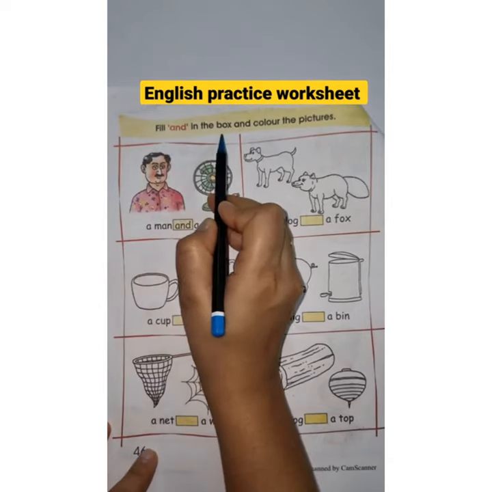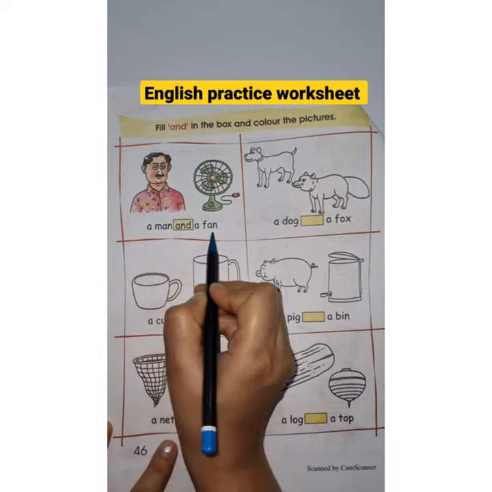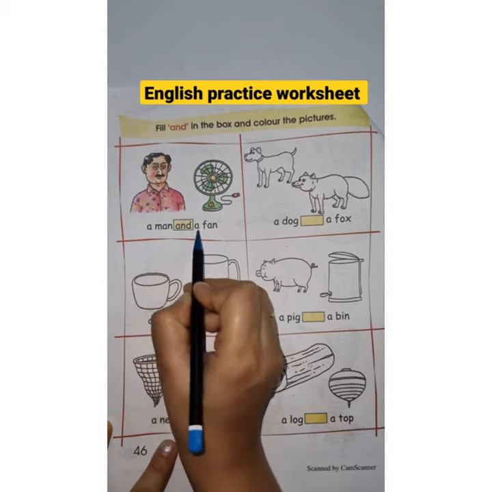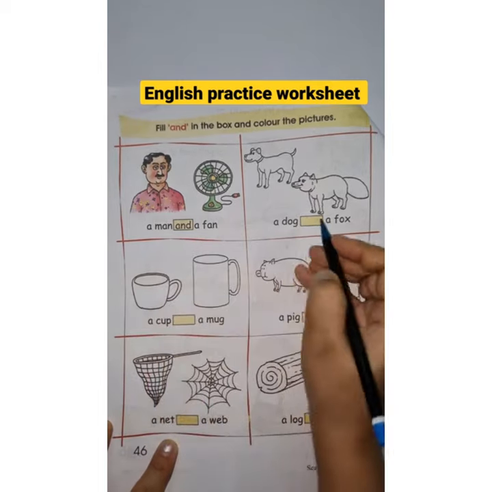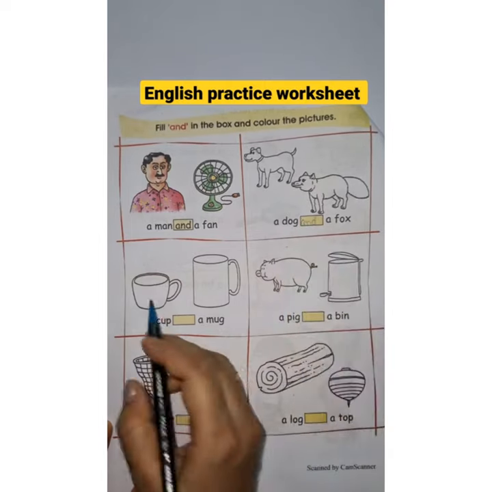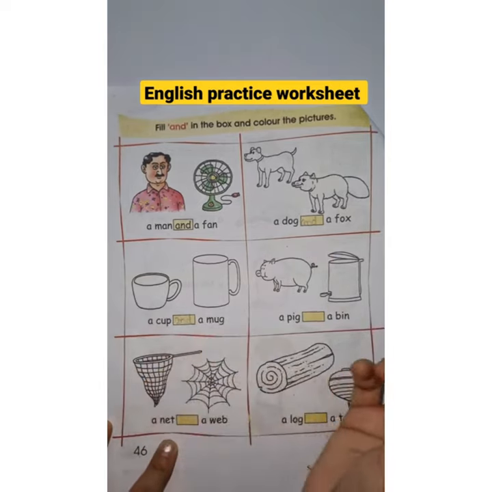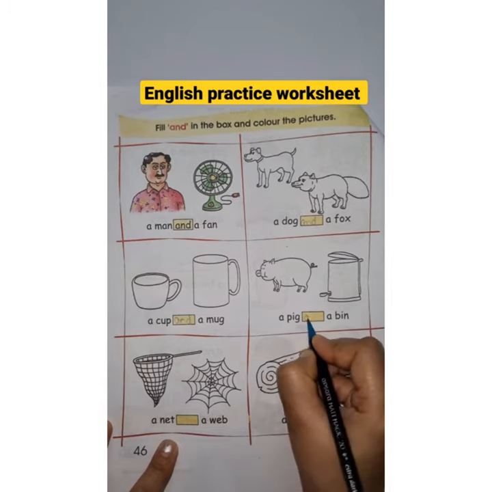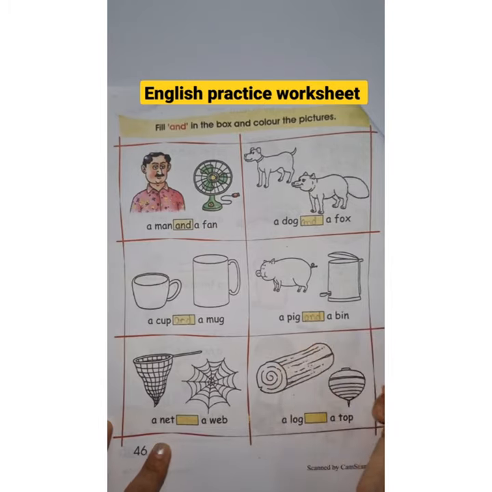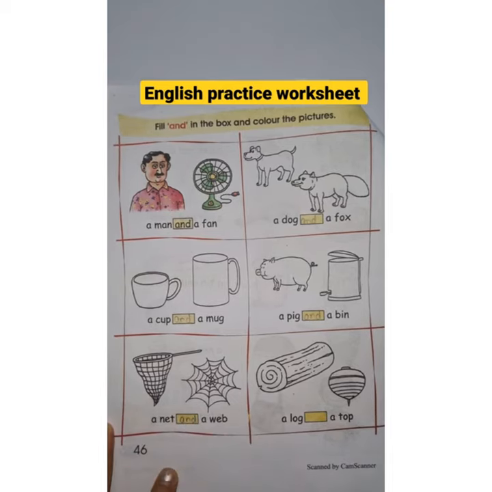Fill and in the box and color the picture. A man and a fan. A dog and a fox. A cup and a mug. A pig and a bin. A net and a web. A log and a top.